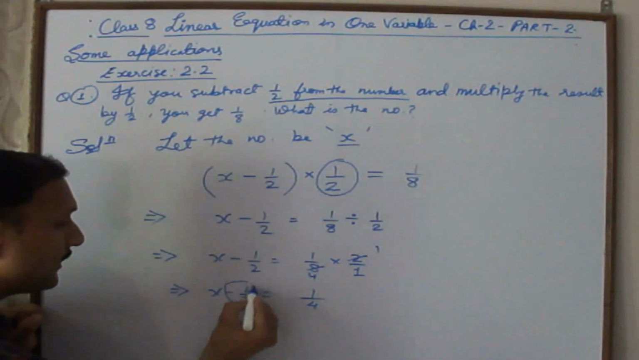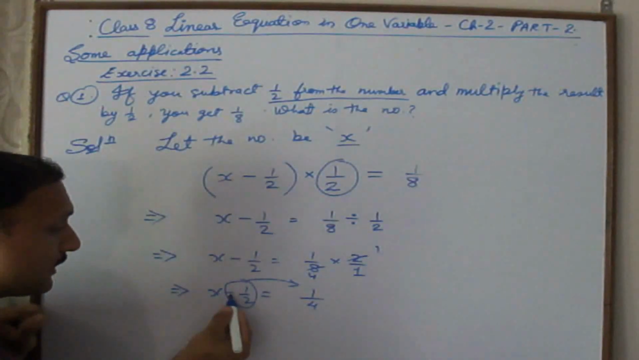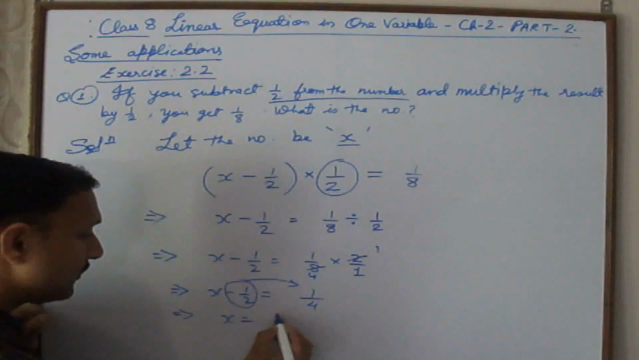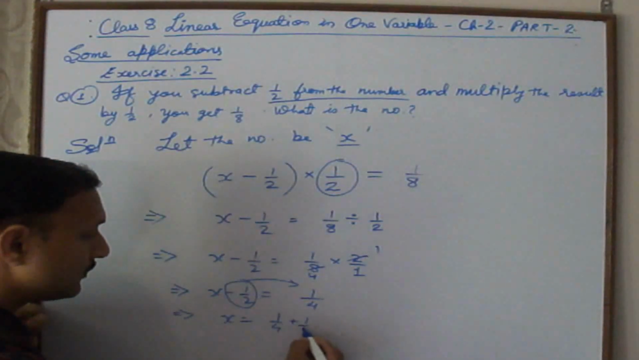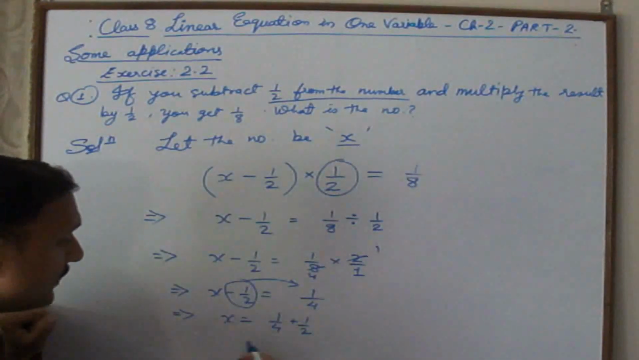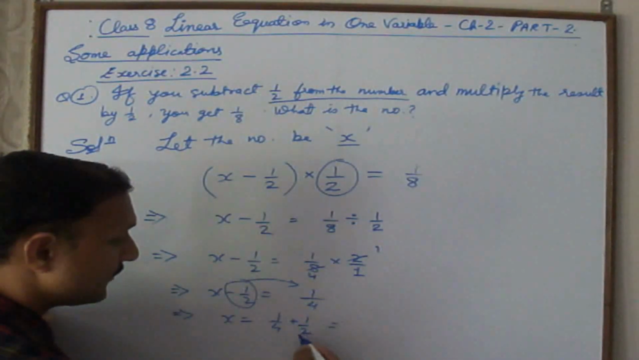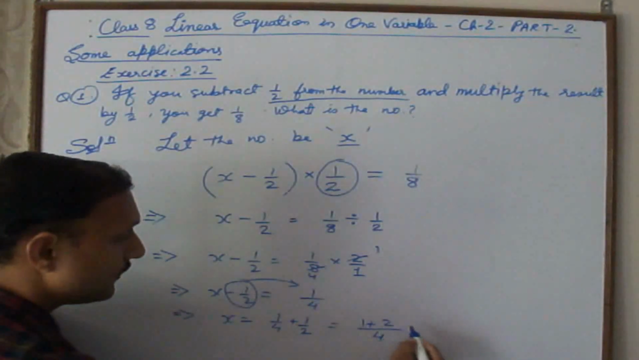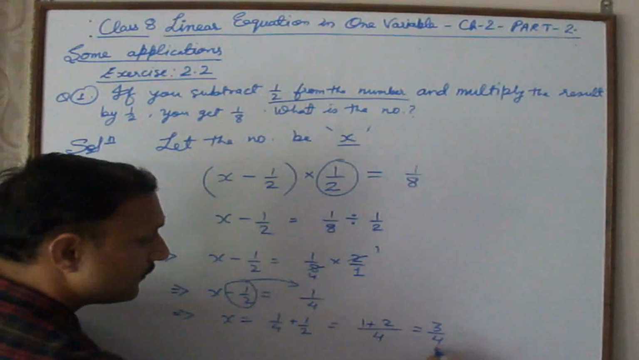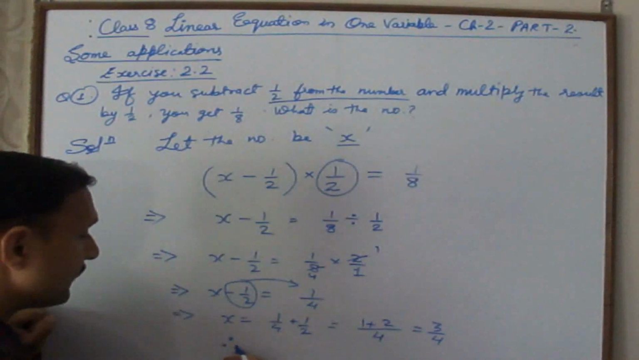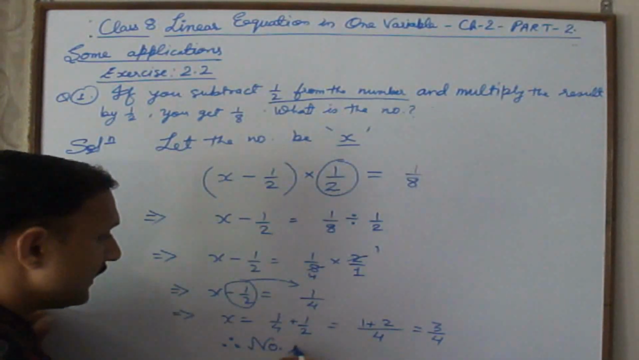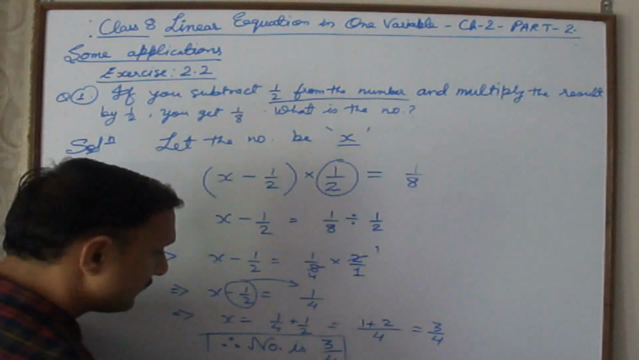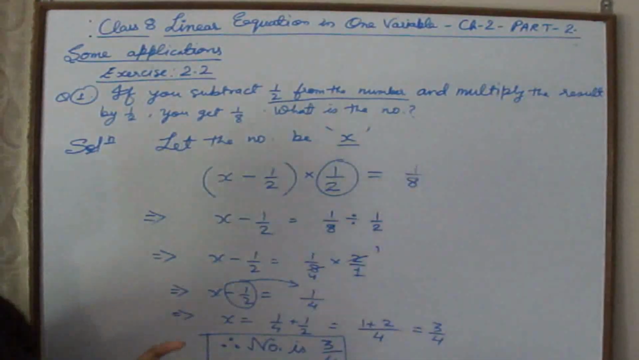Now transpose minus 1 by 2 to the other side. This is negative, so it will go there as positive. x equals 1 by 4 plus 1 by 2. Now let's add them. Take the LCM, since the denominators are not the same. LCM is 4. 1 plus 2, that is 3 by 4. So therefore our number is 3 by 4. In this way we can solve it easily.